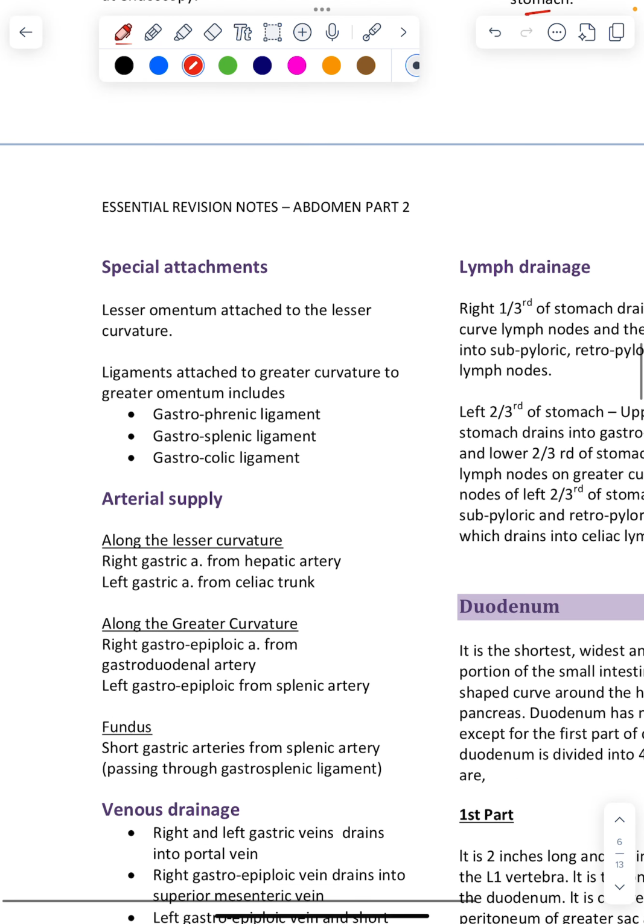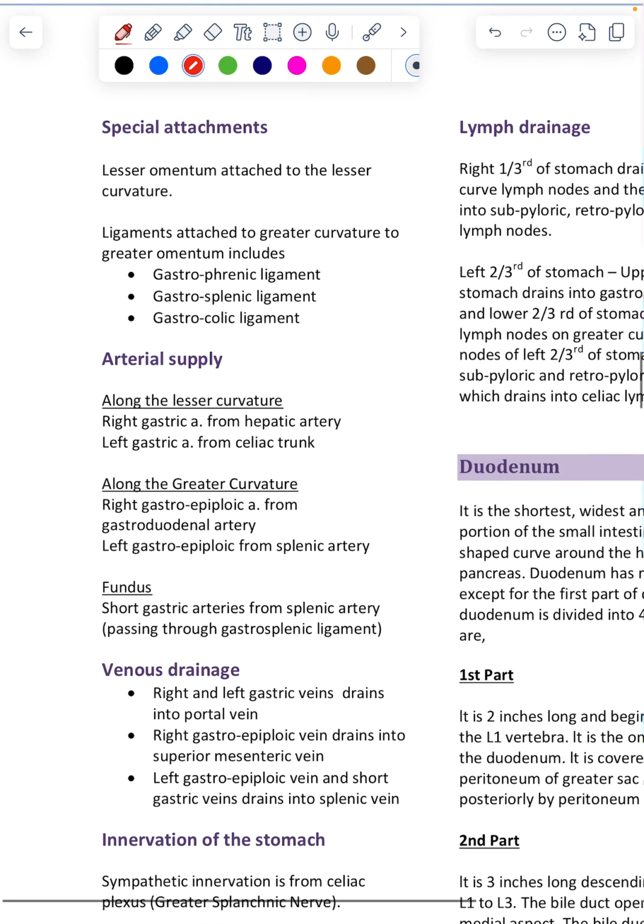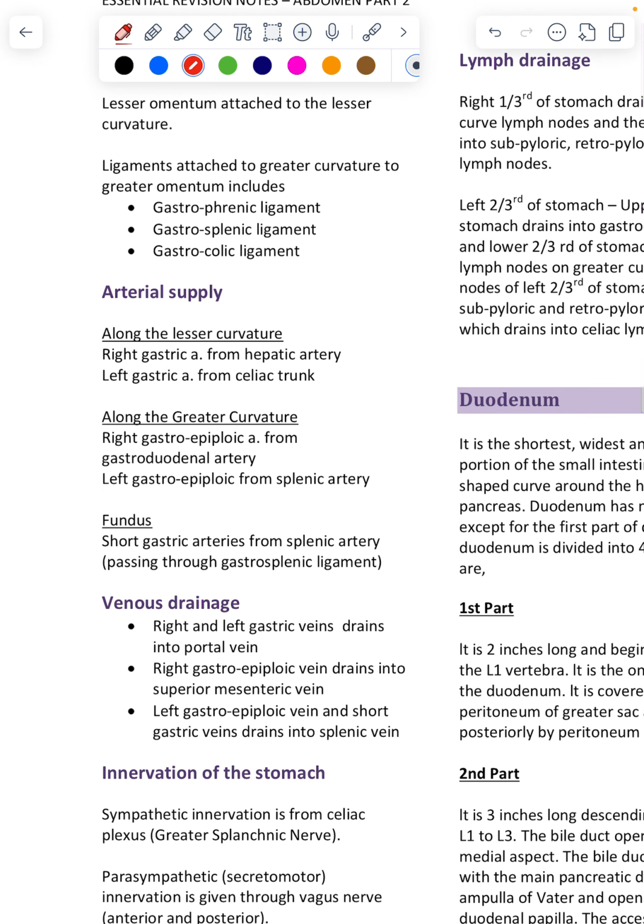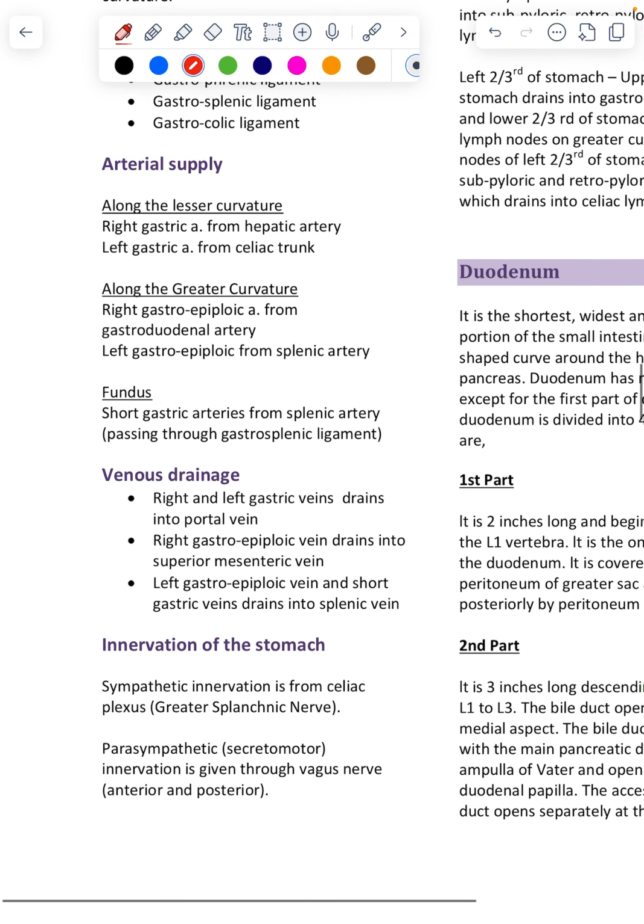Lesser omentum is attached to the lesser curvature, and ligaments are attached to the greater curvature: gastrophrenic, from stomach to the liver, from the stomach to the spleen, and stomach to colon. Along the lesser curvature, there are right and left gastric arteries. On the greater curvature, right and left gastroepiploic. Right gastroepiploic is from the gastroduodenal, left gastroepiploic from the splenic artery.